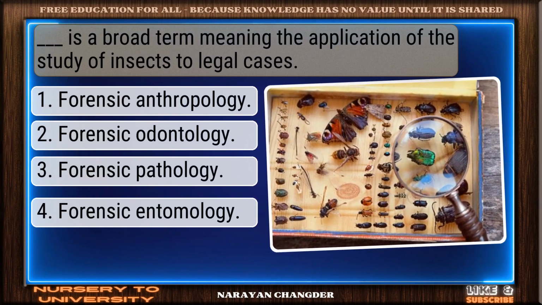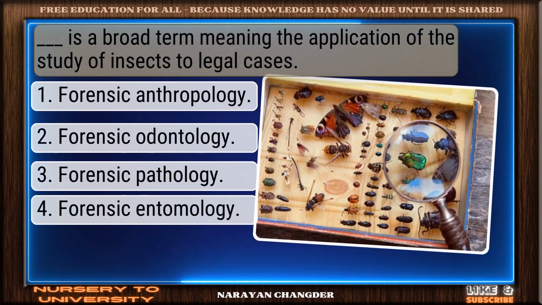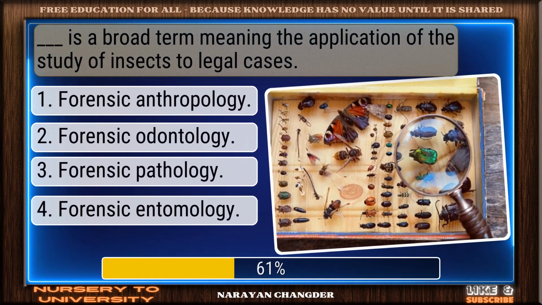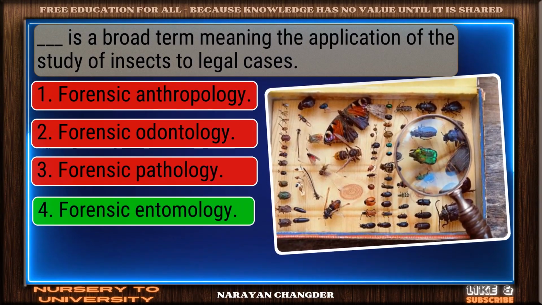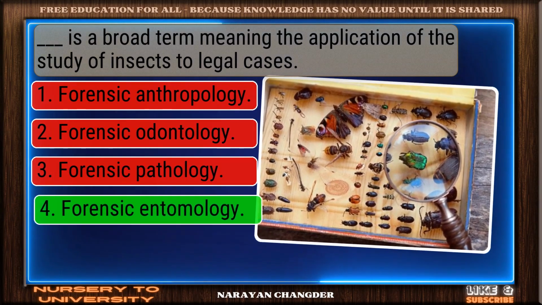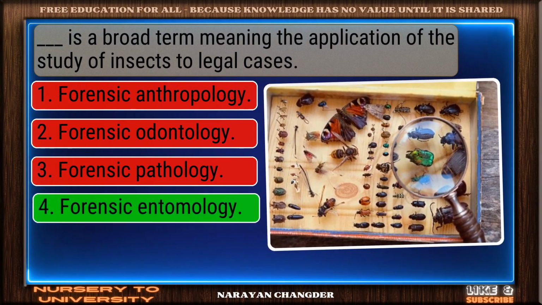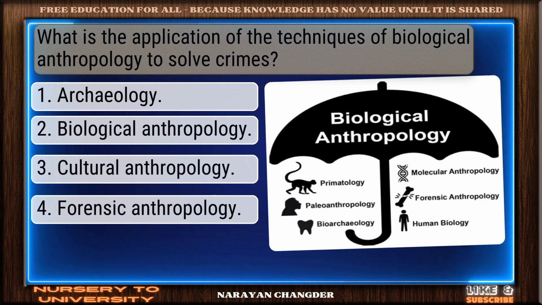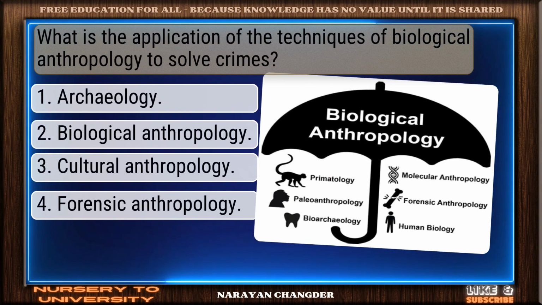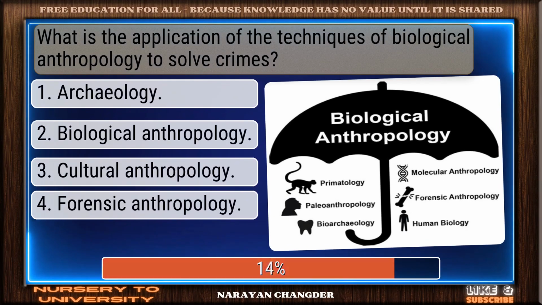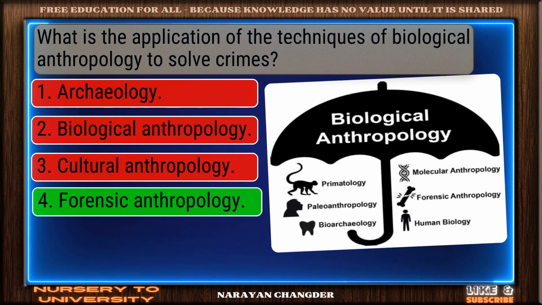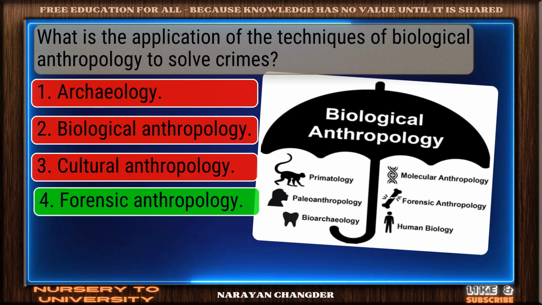Dash is a broad term meaning the application of the study of insects to legal cases. Nice selection. Forensic entomology is the correct and valid answer. What is the application of the techniques of biological anthropology to solve crimes? Well done. Forensic anthropology is the right choice.